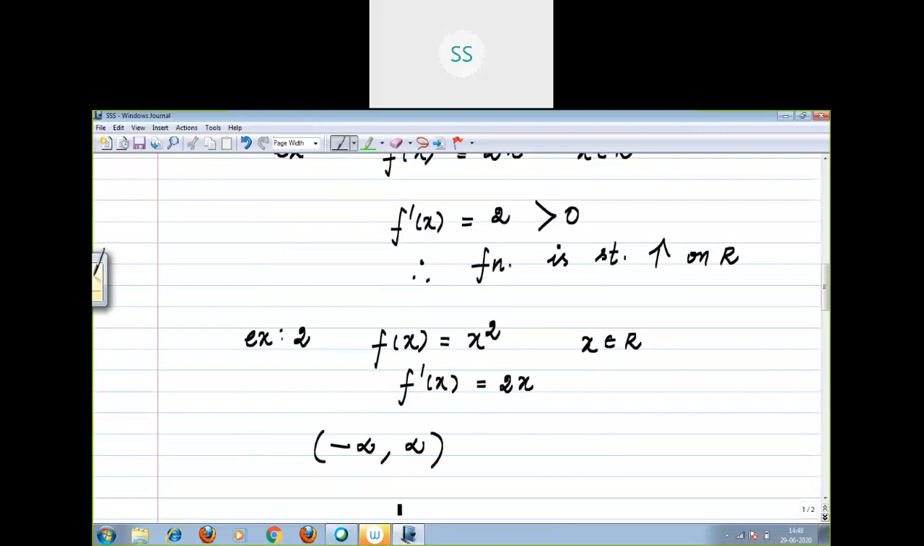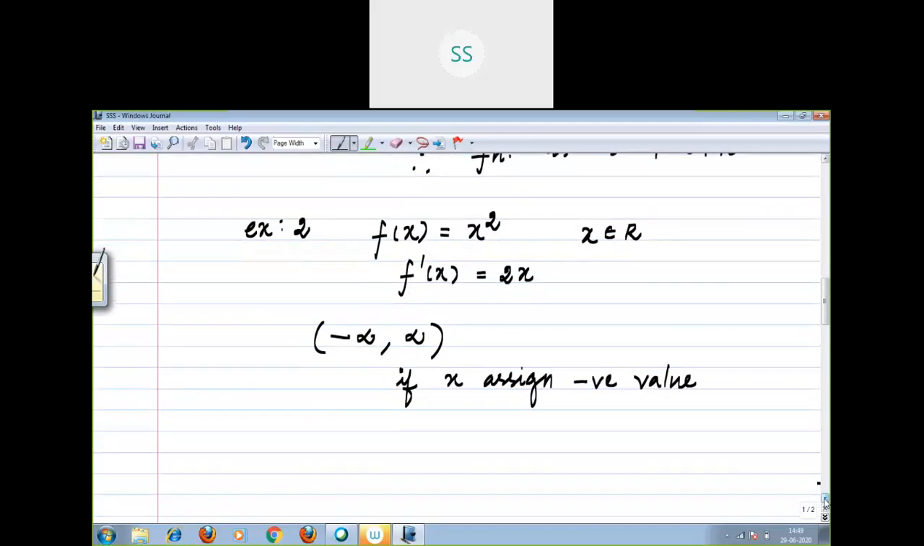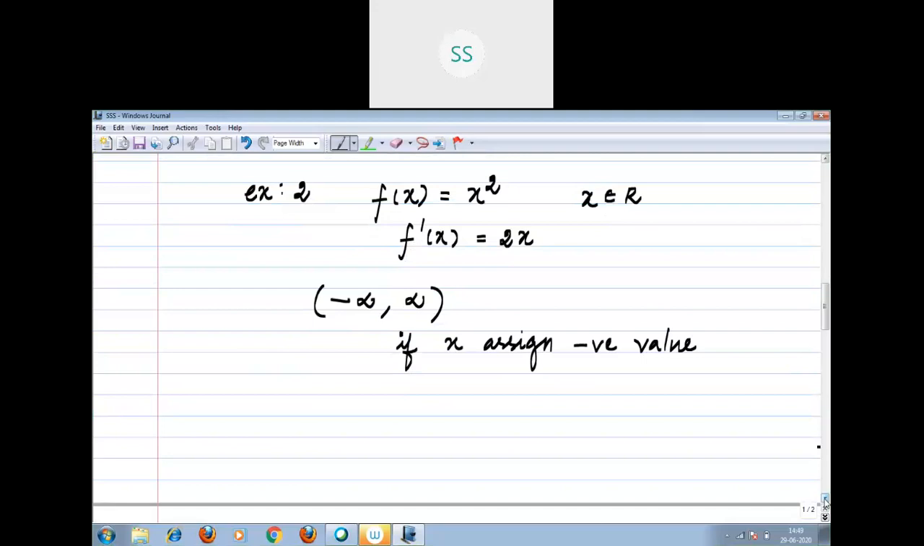For example, if you assign x a negative value, how will f dash of x act? Based on f dash only, you are going to say whether the function is increasing or decreasing. Take any value, for example f dash of minus 3. What do you get?